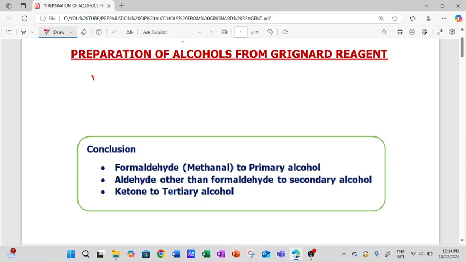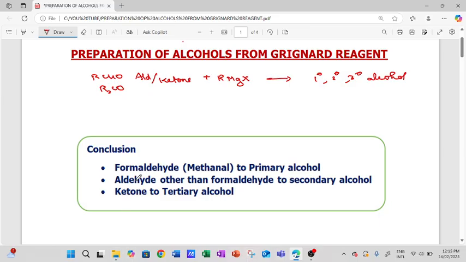For that we need to choose either an aldehyde like RCHO or a ketone like RCOR. It means we add Grignard reagent to either an aldehyde or a ketone. We know that Grignard reagent is alkyl magnesium halide, RMgX. So we get a primary, secondary, or tertiary alcohol.